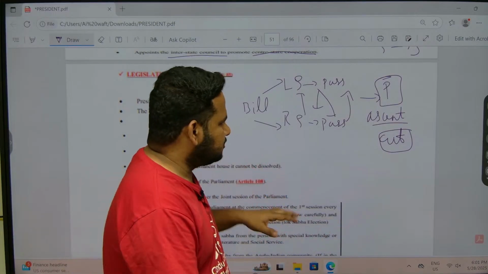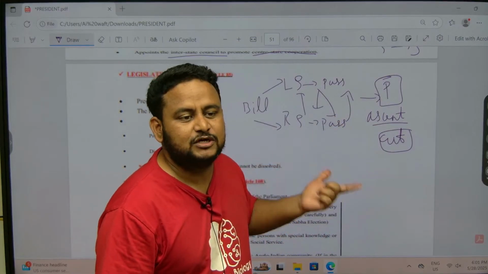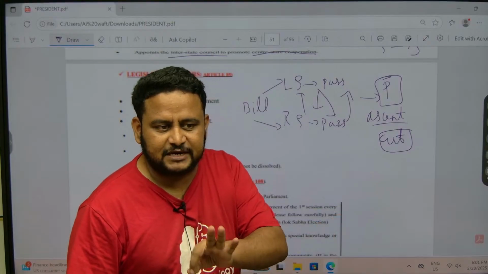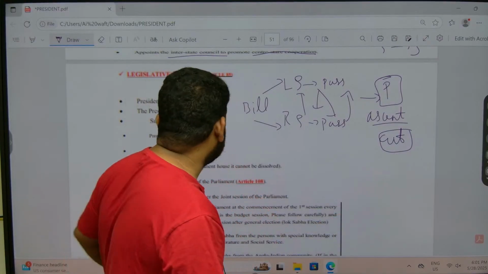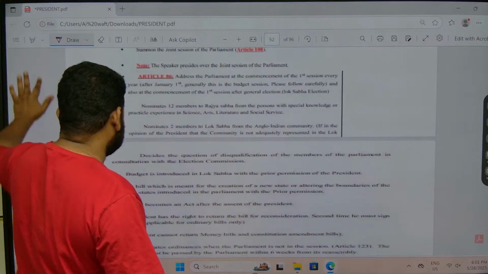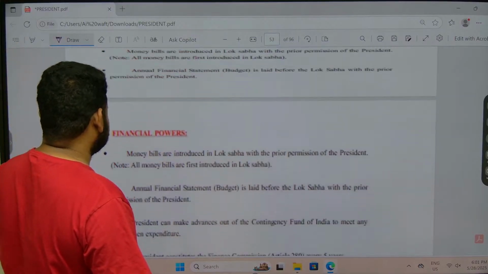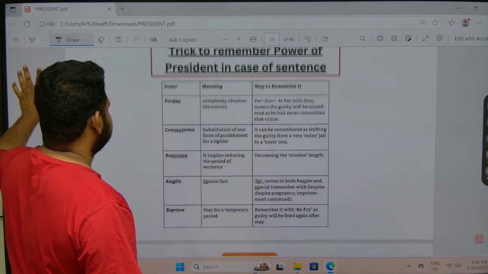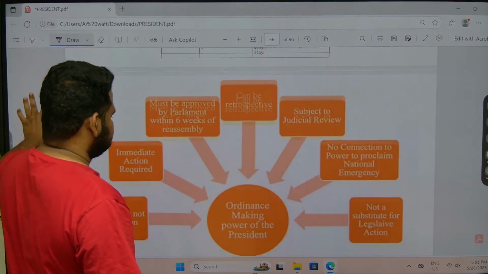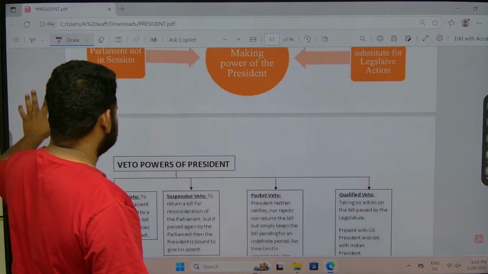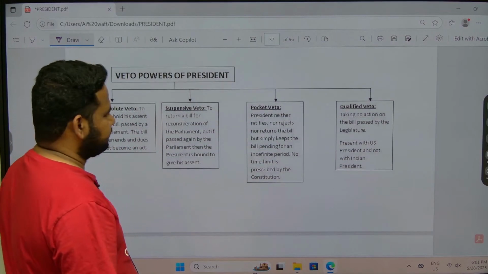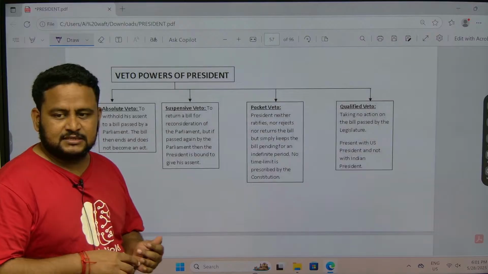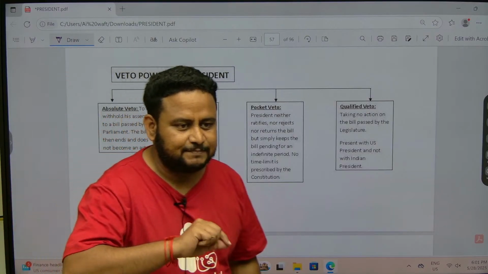Now that power is called veto power. Directly let me explain veto power. Before going to all this, let me explain veto power, then you will understand all this. No need to worry about this. Veto power of the president means the power of the president when it comes to signing the bill.